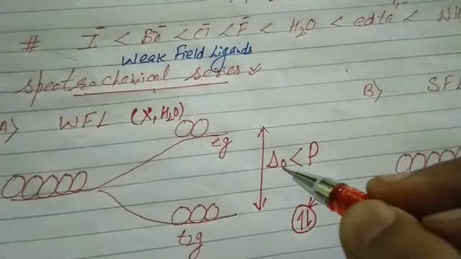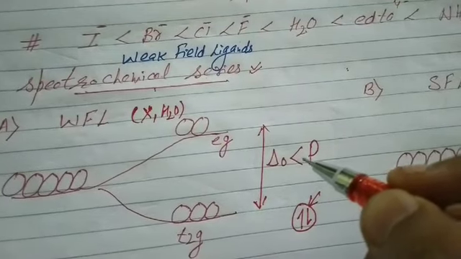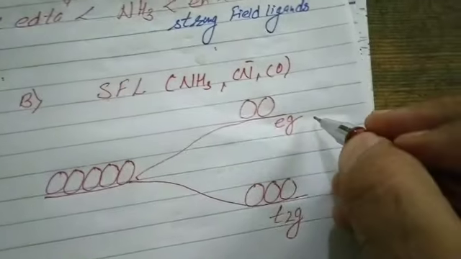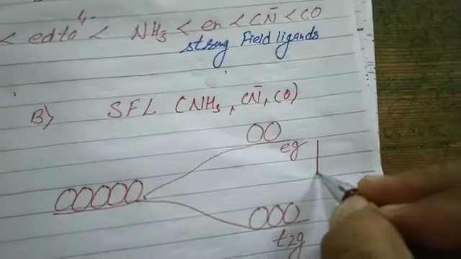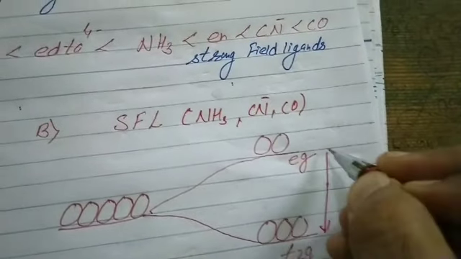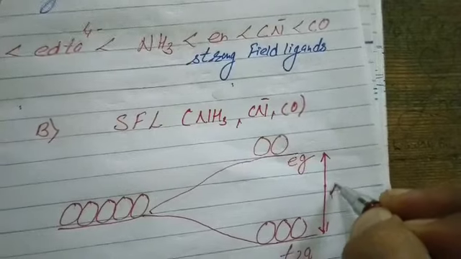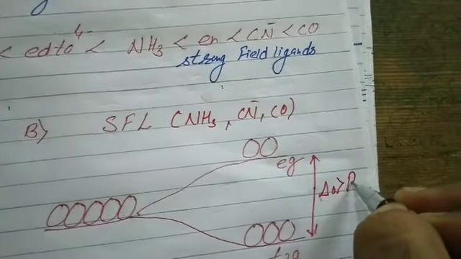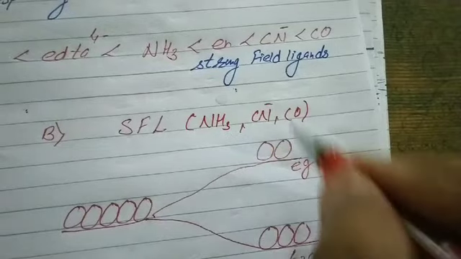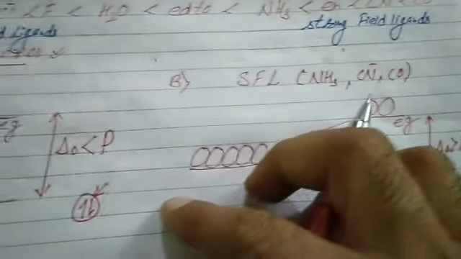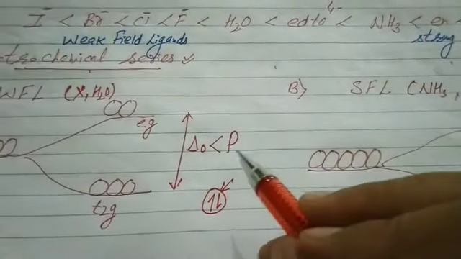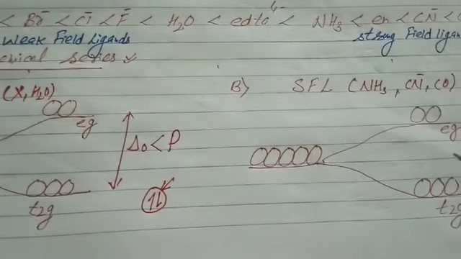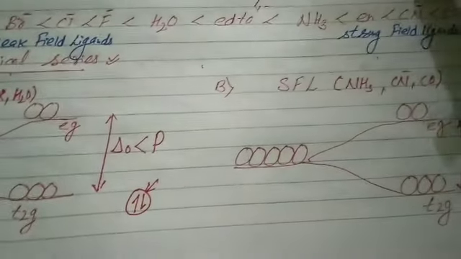For weak field ligands, delta naught is less than P. And for strong field ligands, students, it is vice versa. They cause large crystal field splitting, that is, delta naught is greater than P. These may be in the complex. Weak field ligands, delta naught is less than P, and strong field ligands, delta naught is more than P.